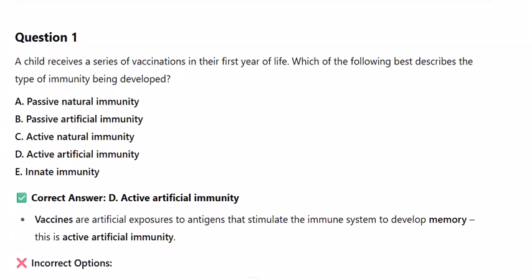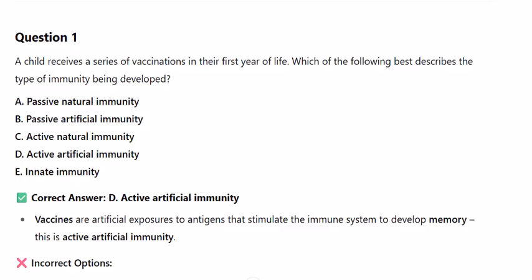Question 1. A child receives a series of vaccinations in their first year of life. Which of the following best describes the type of immunity being developed? A. Passive natural immunity. B. Passive artificial immunity. C. Active natural immunity. D. Active artificial immunity. E. Innate immunity. Correct answer D.